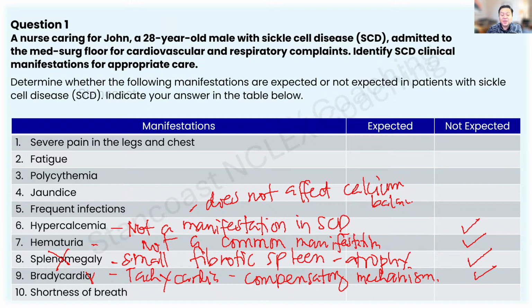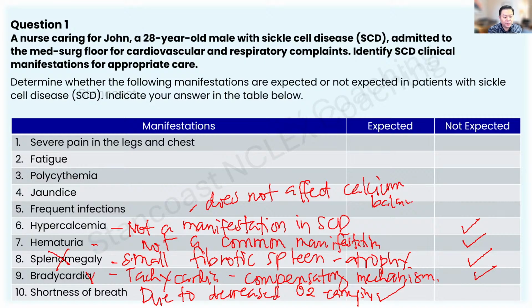Now, talking about the shortness of breath, what do you think about the shortness of breath, guys? The anemia in sickle cell disease will lead to the reduction in the oxygen carrying capacity of the blood. And so our patient will develop shortness of breath. This is going to be expected, okay? Due to what? Because of the decreased oxygen carrying capacity of the red blood cells, okay? So we are going to put that as expected.